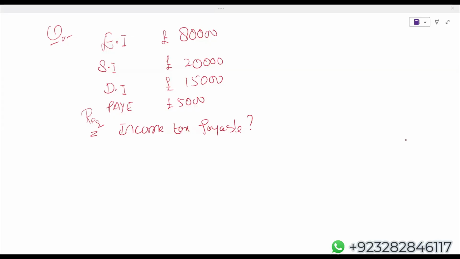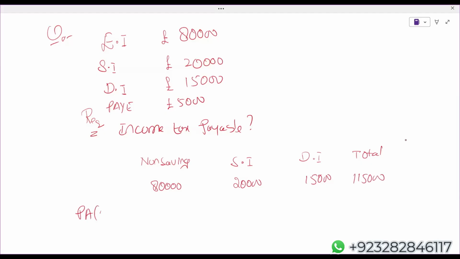Okay. Employment income is a non-saving income. We know that. 80,000. Saving income 20. Dividend income is 15. Total is 1,15,000. Now we have to check how much personal allowance is available.